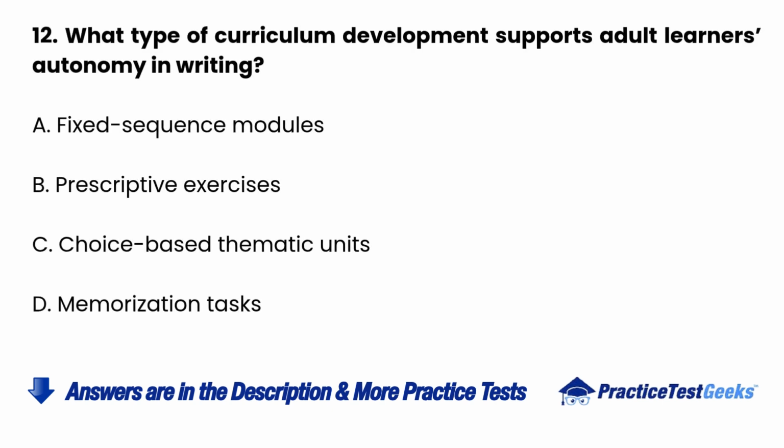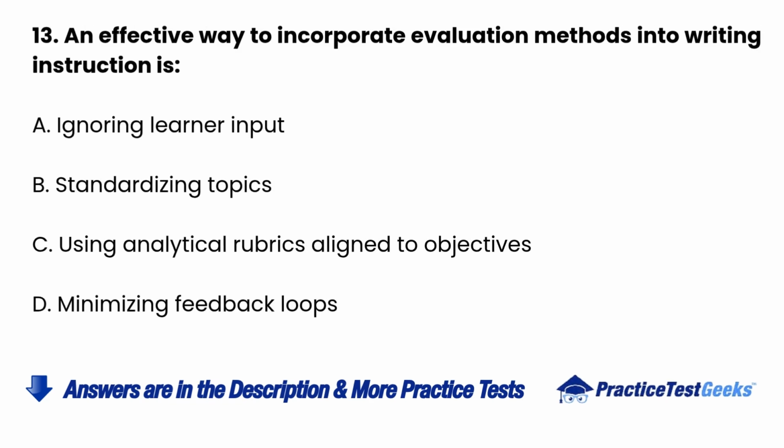12. What type of curriculum development supports adult learners' autonomy in writing? A. Fixed sequence modules. B. Prescriptive exercises. C. Choice-based thematic units. D. Memorization tasks. 13. An effective way to incorporate evaluation methods into writing instruction is: A.